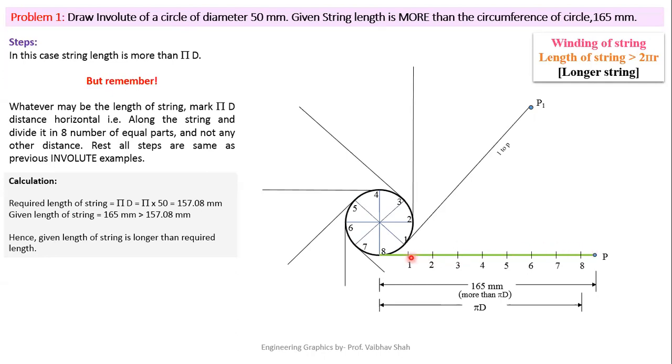You have to take the distance of 1 till P on your rounder. Put your rounder at point 1 and mark this point here. You will have this point as P1. So you have taken the distance from 1 to P.